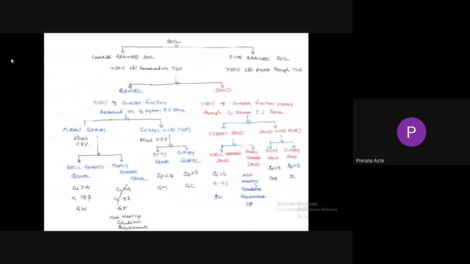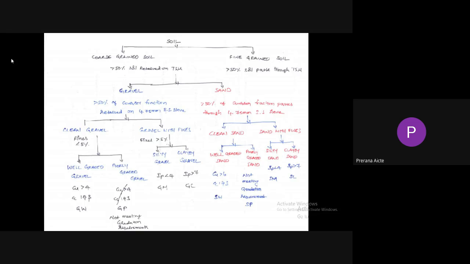Suppose if fines is in between these two, 5 and 12%, then we need to check the first criteria as well as the second criteria. Clean gravel we need to check, and also gravel with fines we need to check. Then we need to indicate with a dual symbol. Suppose in the first one we get GW, in the second one we get GC. Then the dual symbol is GW and GC.